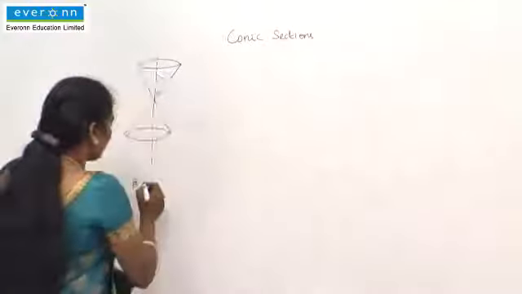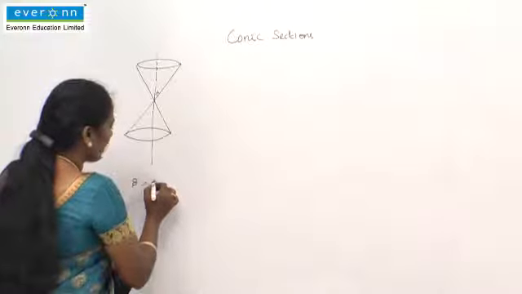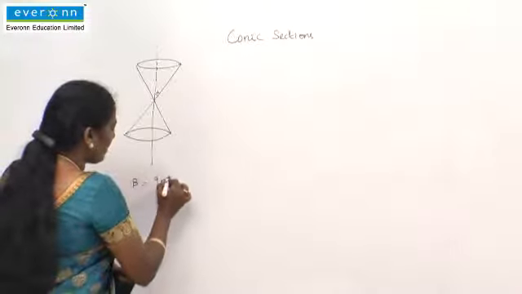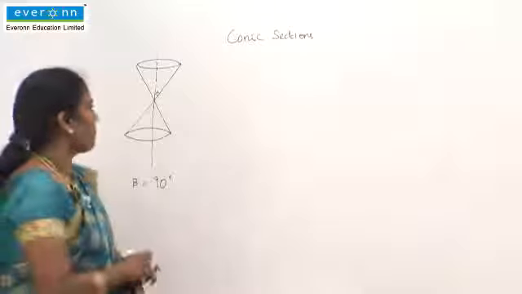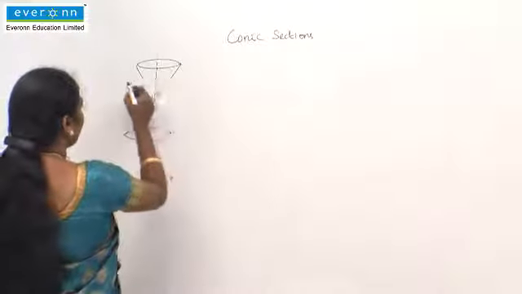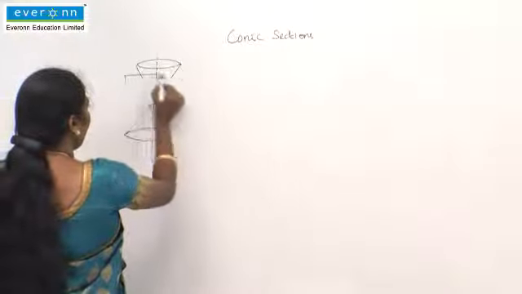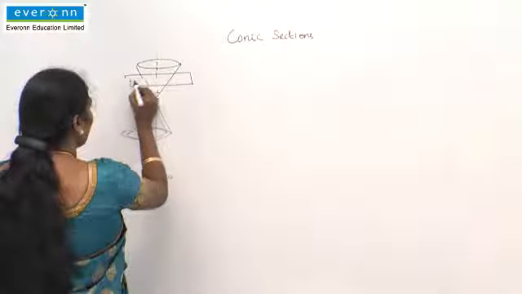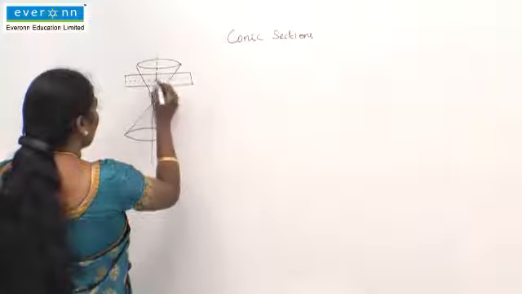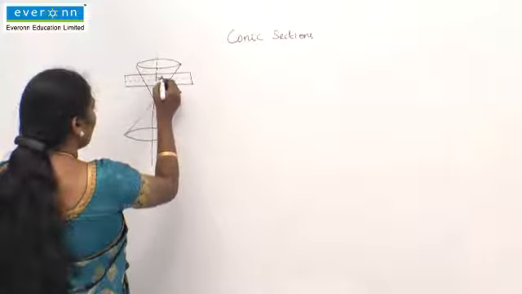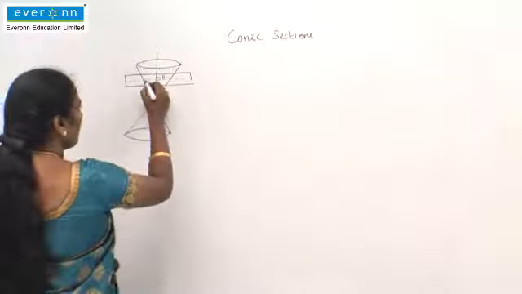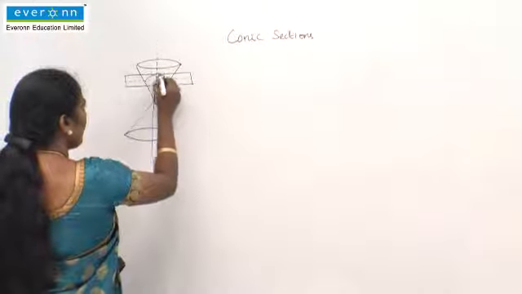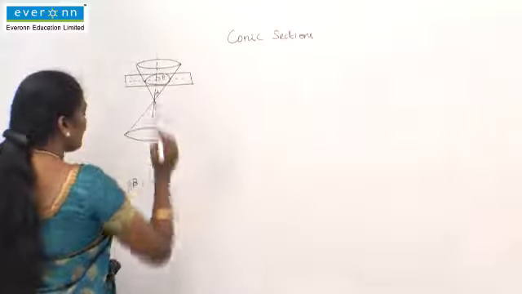So, here in this case we are going to see if beta is 90 degrees. The plane intersects the double naped cone such that the angle between the axis and the plane is 90 degrees. In this case, we get a circle.